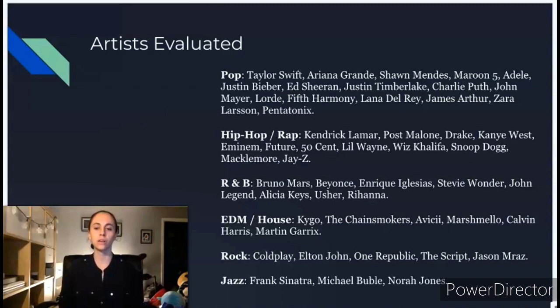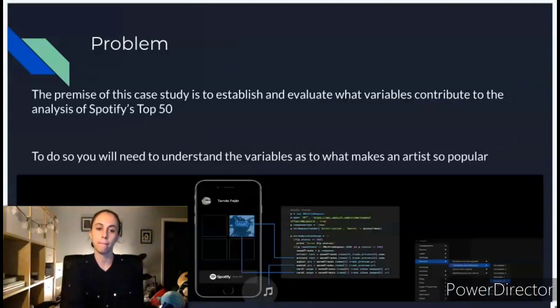EDM and house cover the Chainsmokers and Avicii and other artists similar to them. Rock covers both current rock and classic rock, so there's Coldplay and Elton John. And for jazz, we have Frank Sinatra and Norah Jones. There are many other artists that could have been used, but these were the main artists that were popular at the time.